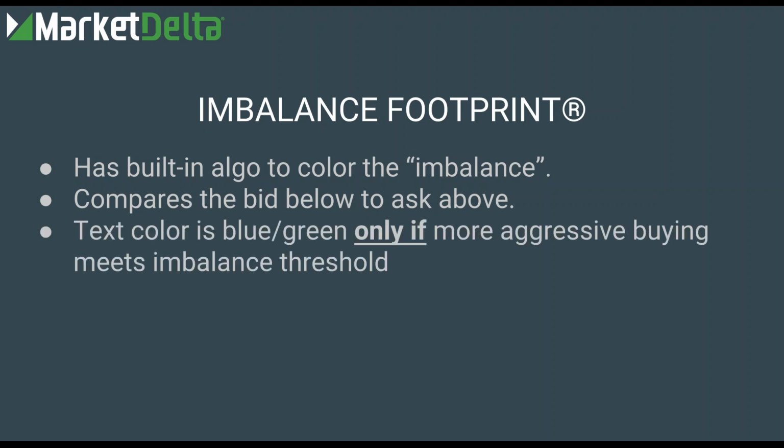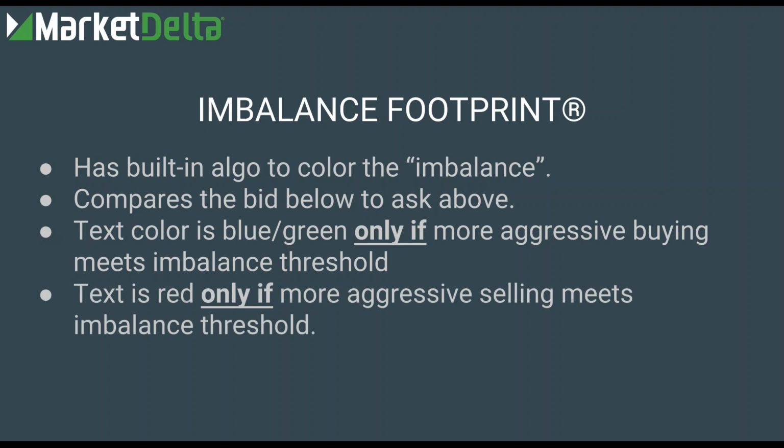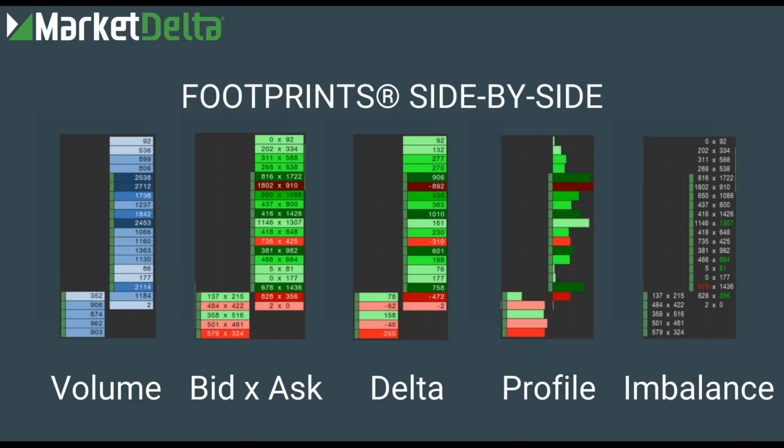So the text color, the text is what gets colored here, not the background. The text color is blue or green only if more aggressive buying meets the imbalance threshold. You'll like the demo I'll get into, because we'll be manipulating these pretty extensively, and it'll make a lot of sense. Text is red, again, not the background, but the text is red only if more aggressive selling meets the imbalance threshold.